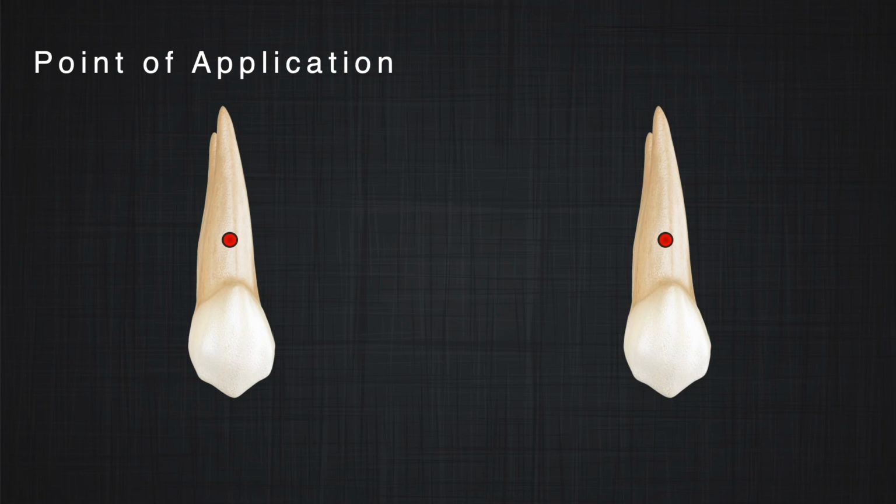If you look at the point of application, for example, in this example, the red dot is the center of resistance. We will talk about the center of resistance in the next subject. When we apply a force on the center of resistance, we can say the point of application is the center of resistance. On the other hand, I can apply the force on the crown, and therefore the point of application would be a point in the crown.